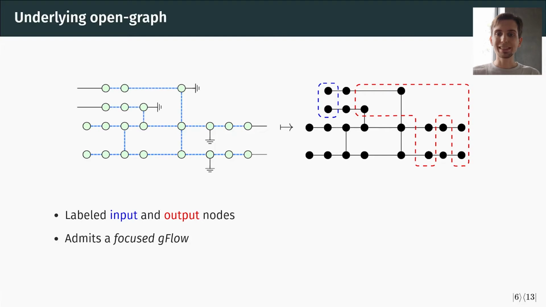Now, when we translated our circuit into a diagram, we blurred the distinction between the lines of the circuit, because now we can just move all the nodes around. But we can define a property on this open graph called a focused gFlow that will give us some notion of dependency and time between the spiders. We will need this property when extracting the diagram back into a circuit. It is important that we preserve the gFlow property during all the optimization, so we must restrict which rewriting rules we apply.